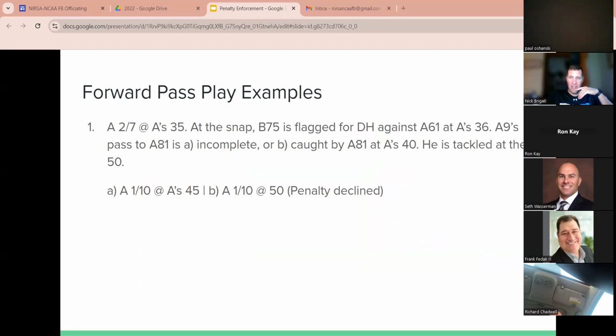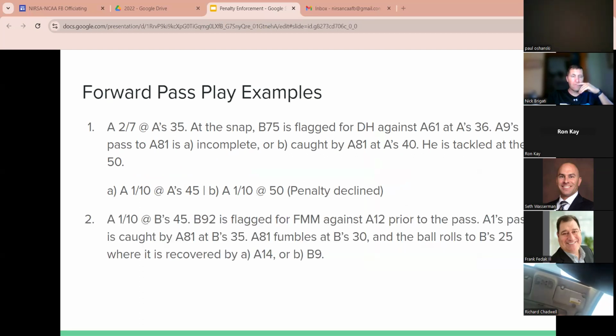So the second example here, 1st and 10 at B's 45. B92 is flagged for a face mask against A12 prior to the pass, but the pass is caught and advanced to B's 35. A81 fumbles at the 30, and the ball rolls to the B's 25, where it is recovered by either A14 or B9.